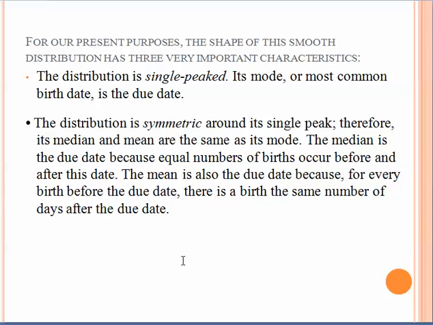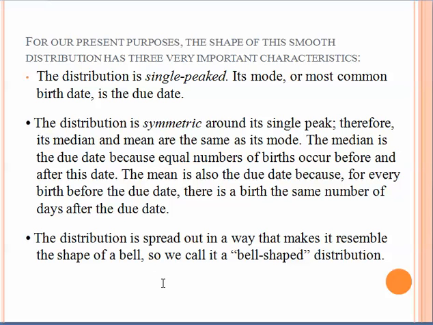The median is the due date because equal numbers of births occur before and after the due date. The mean is also the due date because for every birth before the due date, there is a birth the same number of days after the due date. And the third characteristic is that the distribution is spread out in a way that makes it resemble the shape of a bell. So we call it the bell-shaped distribution.